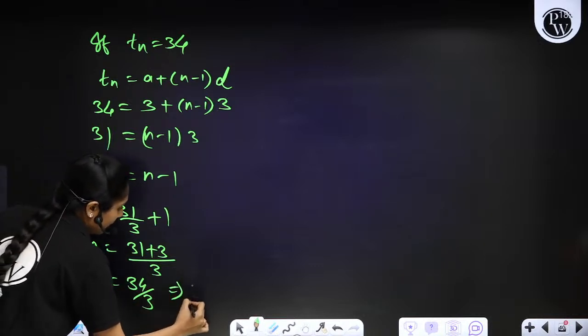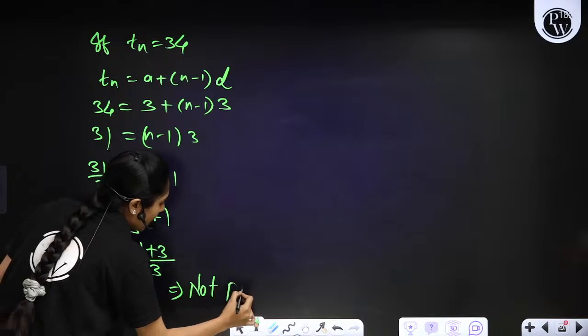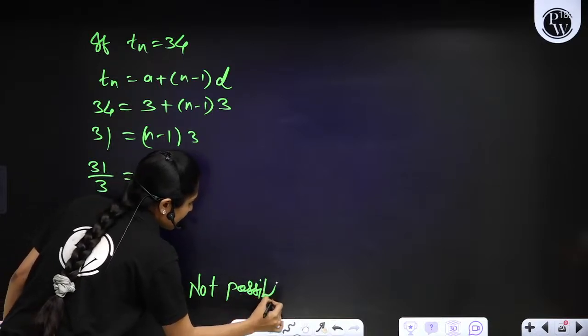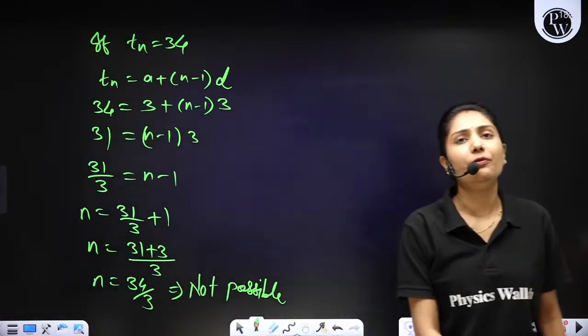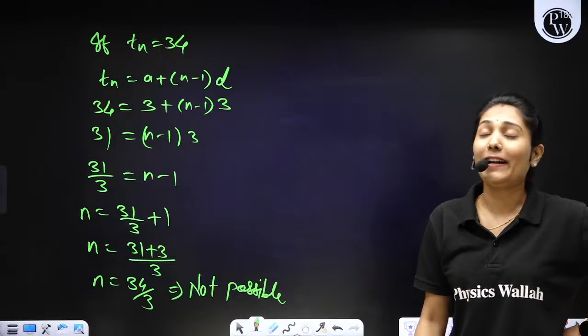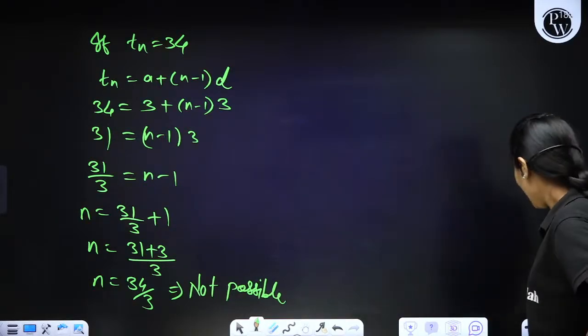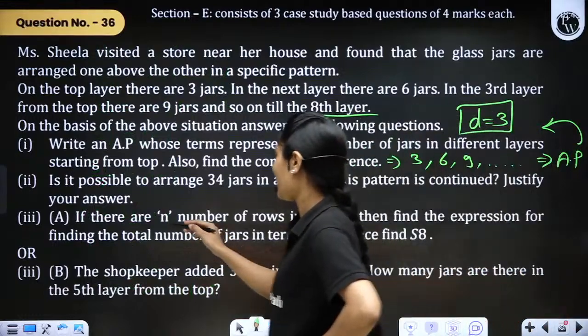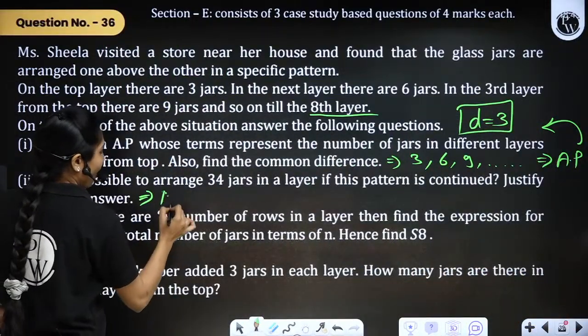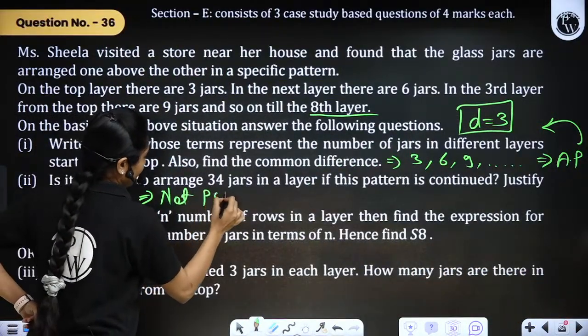Which is not a natural number, so it is not possible. Since it is not possible, 34 jars cannot be placed.